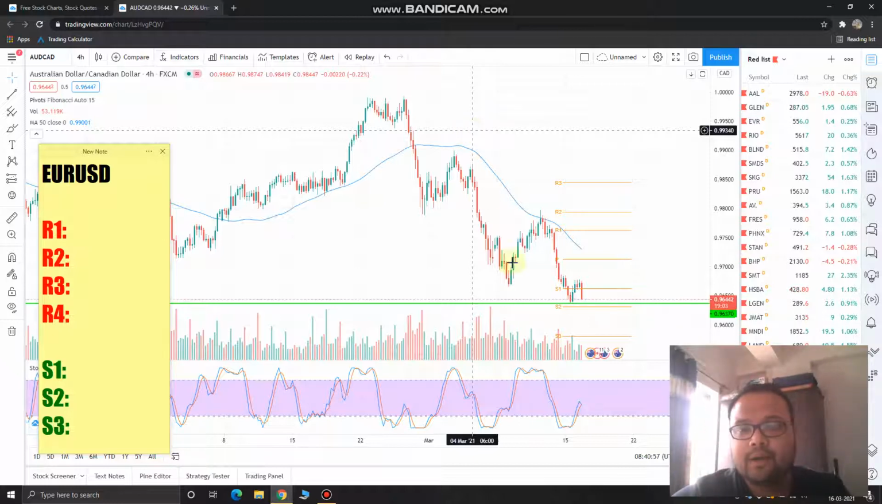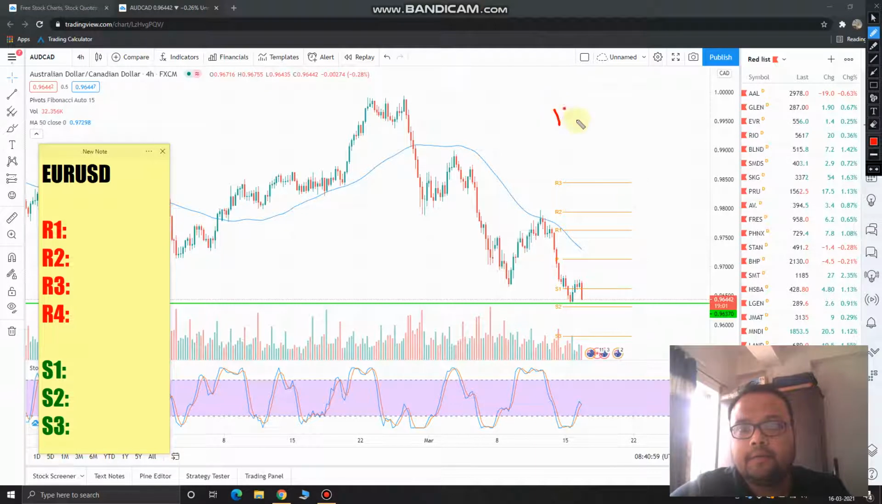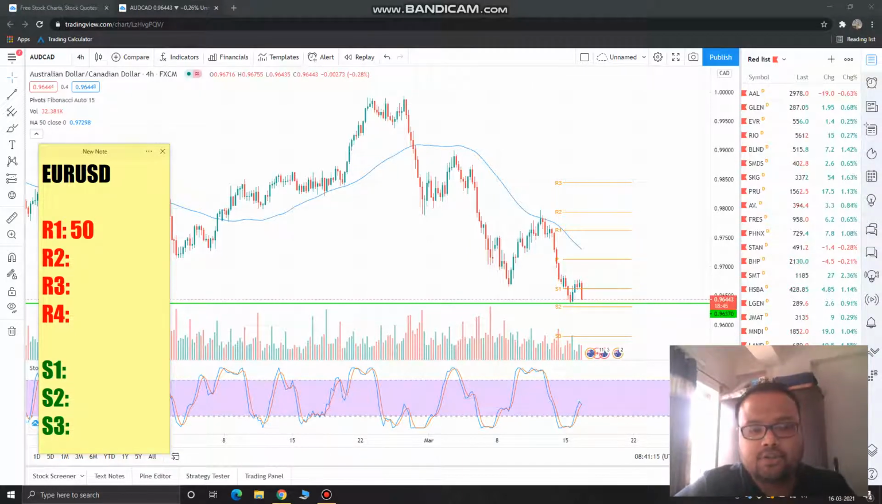Wait for the market to go up and hit the 50 moving average. So 50 moving average is the first resistance for us. Okay, so here in the R1 I'll be mentioning 50 MA. 50 MA is the resistance 1.